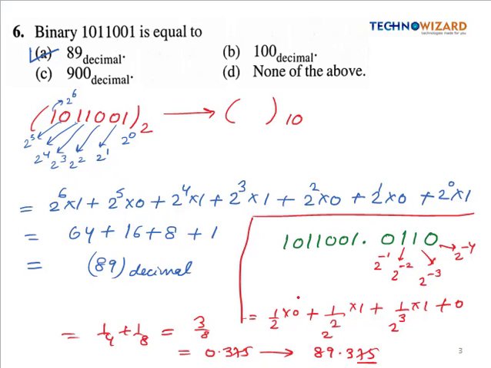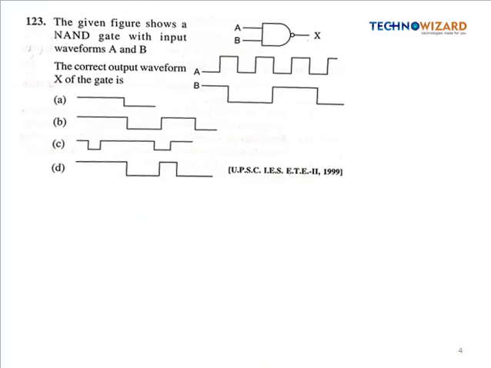Now let's see the next question. The given figure shows a NAND gate with the input waveforms A and B. This is a NAND gate and the input waveforms for inputs A and B are given. What is the correct output waveform for the output X of the gate? Let us first write the truth table for the NAND gate.